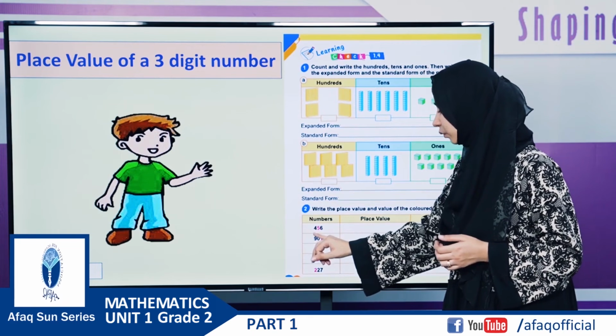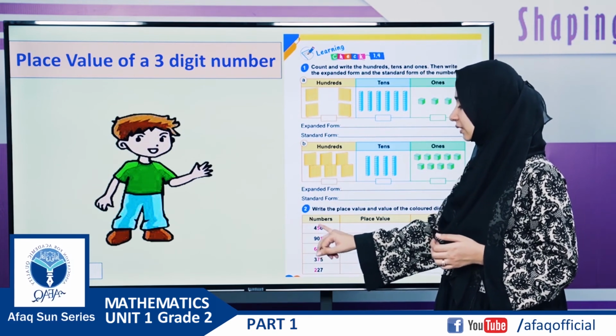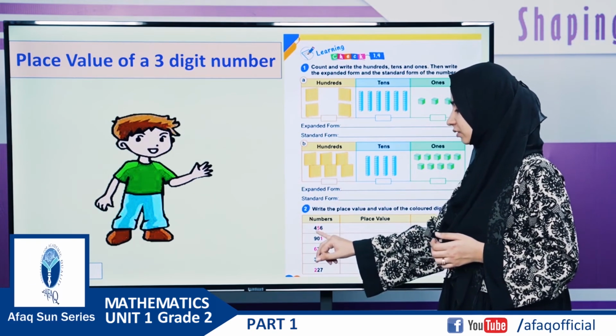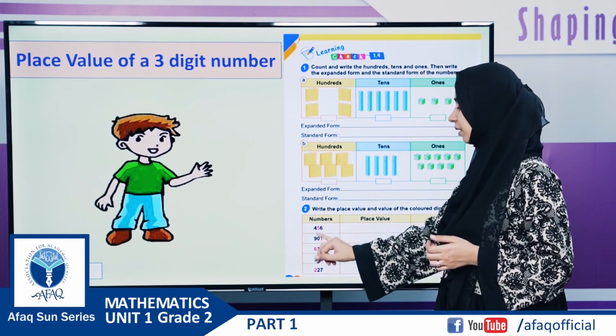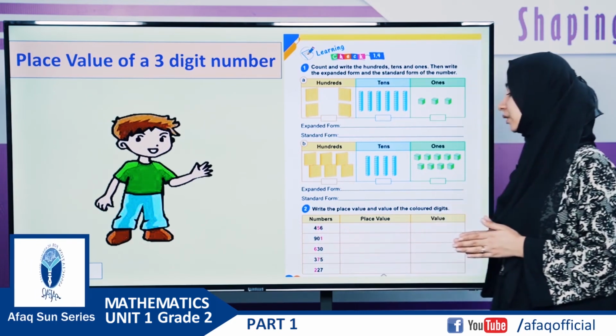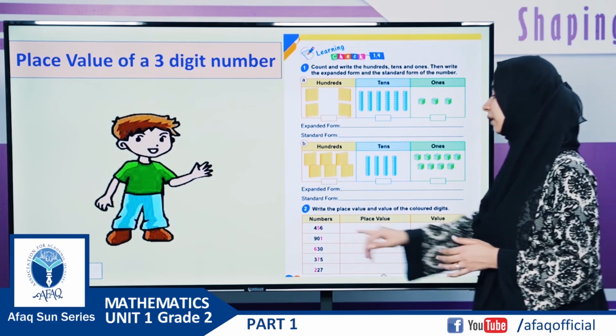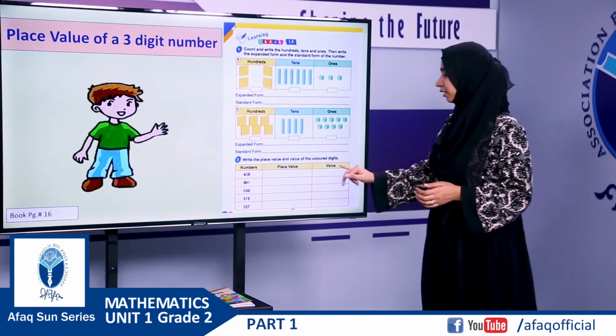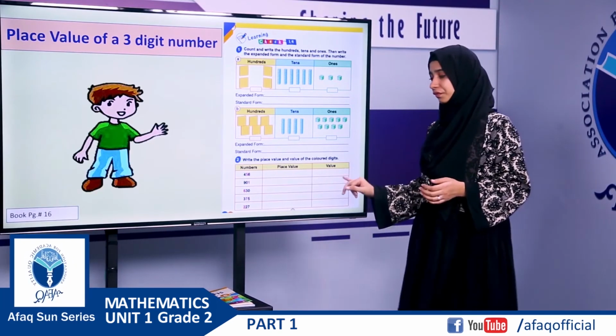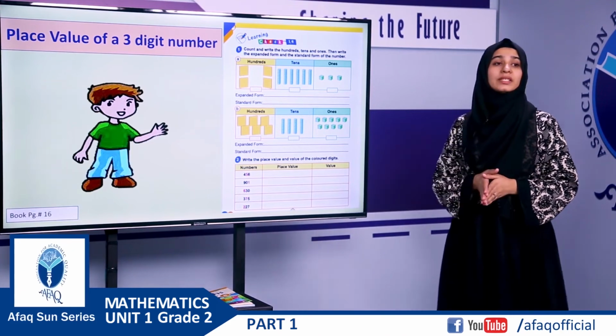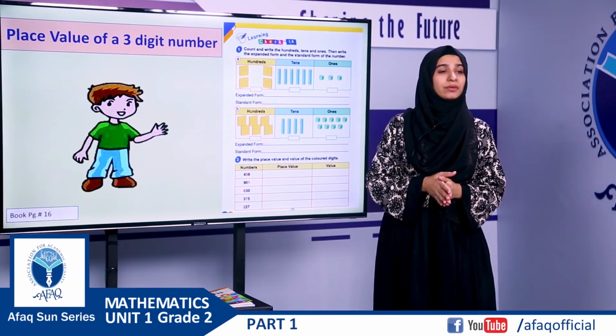Here we have number 456. So 6 is in the place value of ones, and 5 is in the place value of tens, and 4 is in the place value of hundreds. So we were supposed to find the place value of number 5. And the value of 5 is 50. Now pause this video, do the rest of them, and resume this video right after 1 minute.